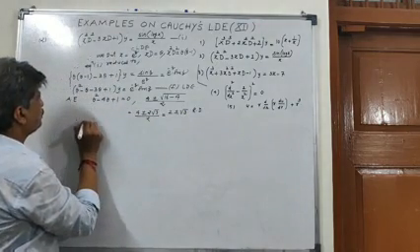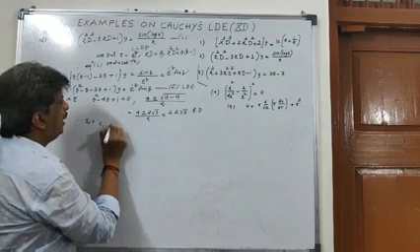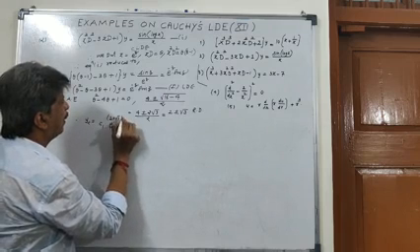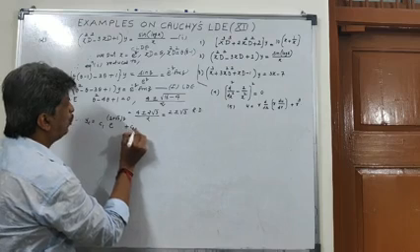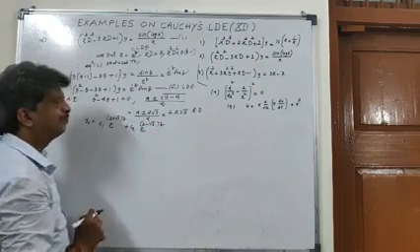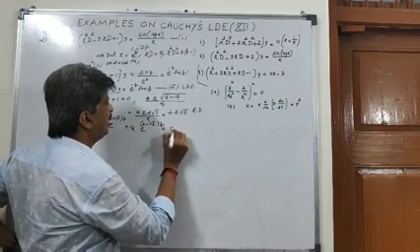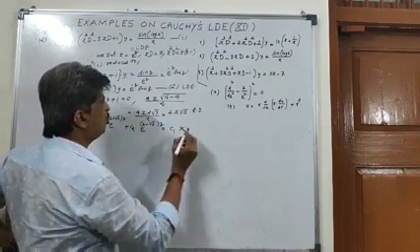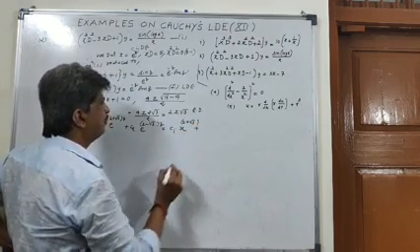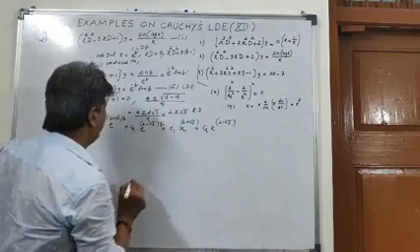Therefore, yc is C1 e raised to power (2 plus root 3)z plus C2 into e raised to power (2 minus root 3)z. Again, e power z is x. So that is equal to C1 into x to the power 2 plus root 3 plus C2 into x to the power 2 minus root 3.